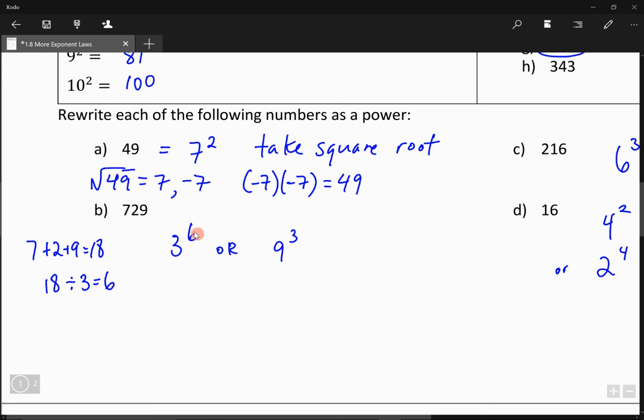So I'm just going to be looking for an exponent, some power of 3 that gives me 729. How do I know it's divisible by 9? Well, there's a special rule for that. The sum of the digits also has to be divisible by 9. So 18 is also divisible by 9. 18 divided by 9 is equal to 2.